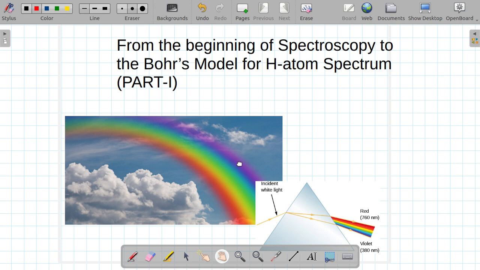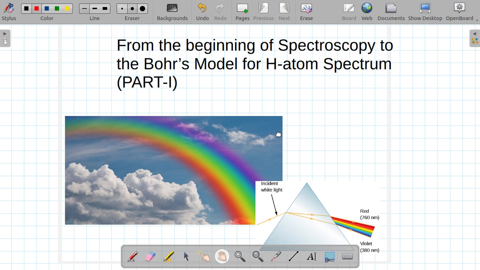So, the spectral nature of light present in the rainbow as shown in the figure, and rainbow always attract us and motivate us to explore the nature of light. And another very interesting phenomena is known as dispersion of light, as seen here. So when some white light is passed through the prism, it's split into its constituent colors, and these colors also look like the colors of rainbow.